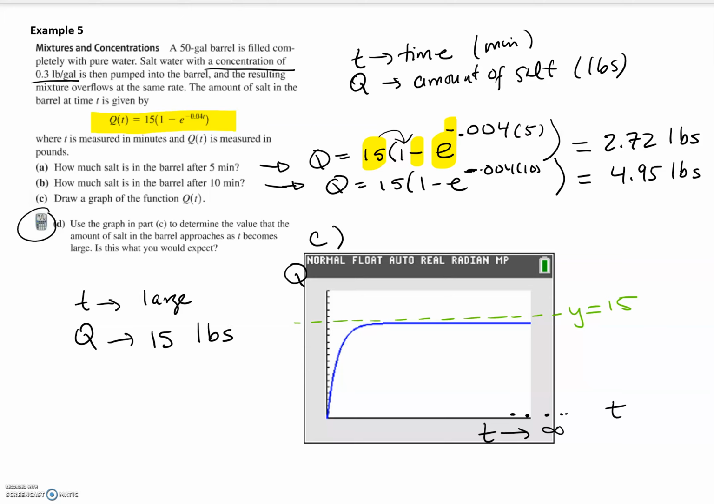And this makes sense if you think about it, because the concentration coming into your barrel was 0.3 pounds per gallon. Your barrel was 50 gallons, so eventually all of the 50 gallons of water is going to be replaced by that salt water, and that's going to give you 15 pounds that you're going to eventually end up with, because all the pure water is going to overflow and the concentrated salt water is going to take over, and the entire 50-gallon barrel will have 15 pounds of salt in it.